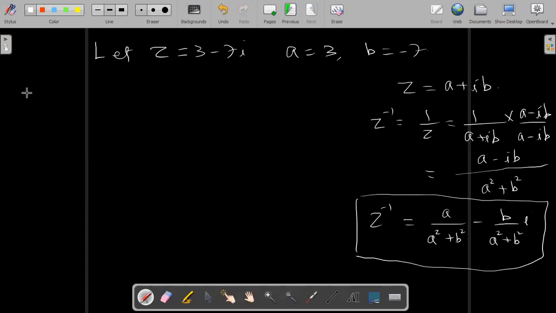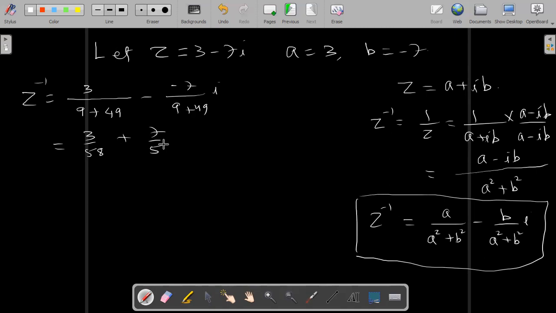Either we put a and b, and then we can write directly z inverse is equal to a upon, what is a? A is 3. 3 upon 3 square, 9, plus 7 square, 49, minus b, that is minus minus 7 upon 9 plus 49 iota. 3 by 58 plus 7 by 58 iota is the inverse of this one.